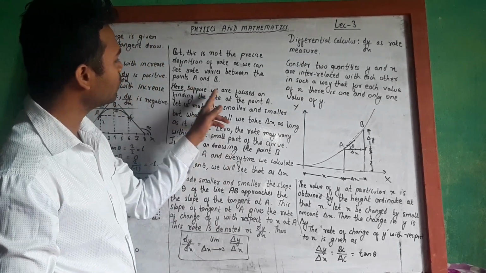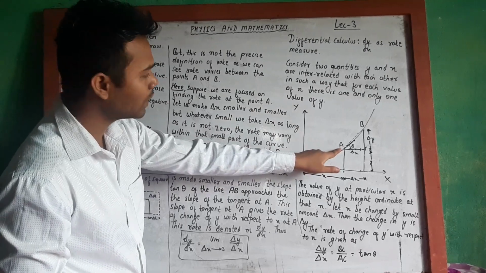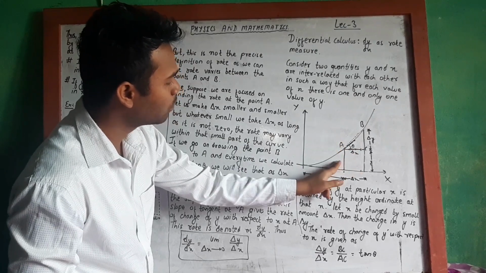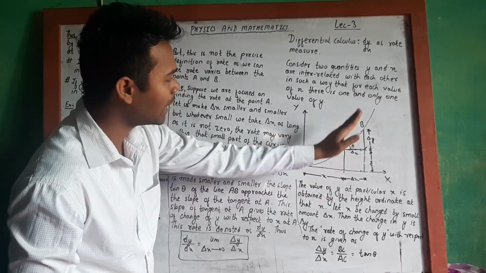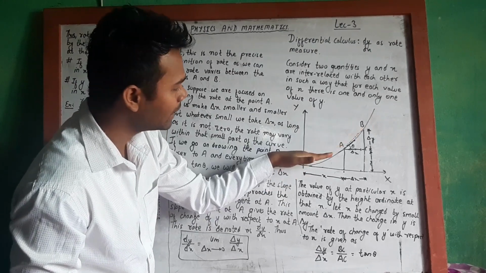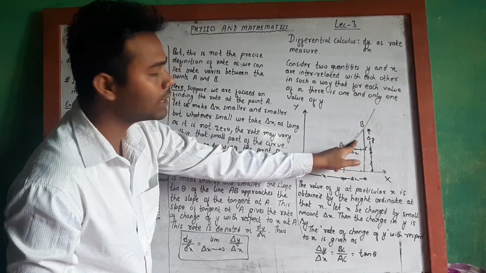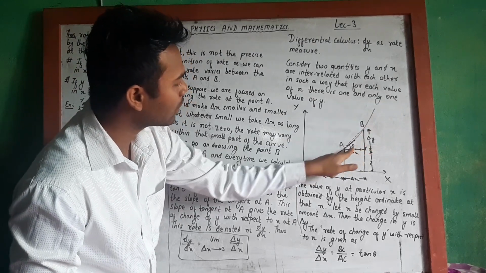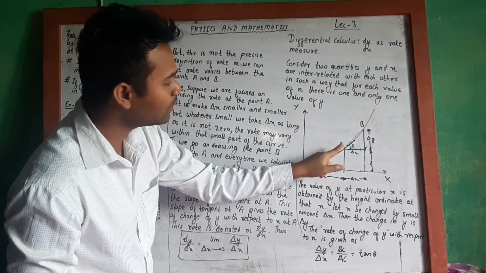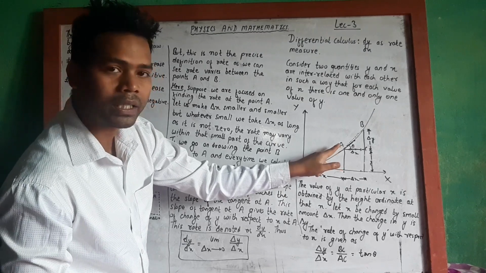Now suppose we are focused on finding the rate at the point A. At each point of x the rate is varying, because the curve is not a straight line. That's why the rate itself is changing at every point on the curve. Now let us focus on the point A and try to find the rate of change of y with respect to x at A.